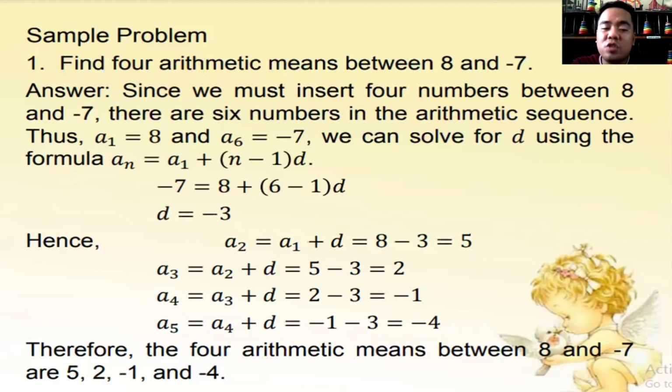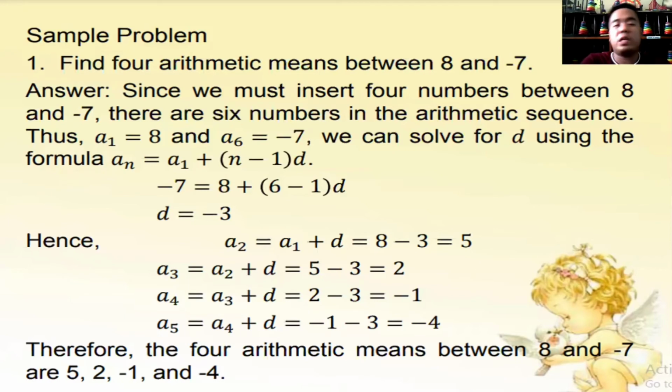Then ang 8, gi-transpose sa pikas, kay like terms man siya sa negative 7. So that is negative 7 minus 8 is negative 15. So your equation will be negative 15 is equal to 5d. So para d na lang ang mabilin, divided by 5, so you have there d is equal to negative 3. So that is the constant number that we are going to add para maka-insert na ta sa atong arithmetic sequence. So your common difference is negative 3.